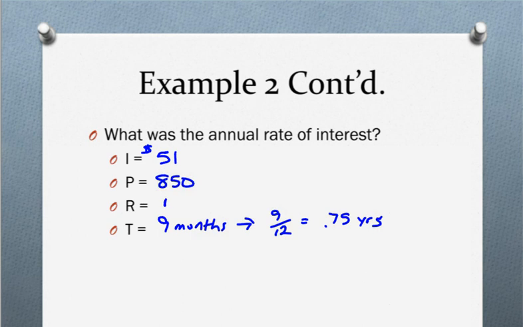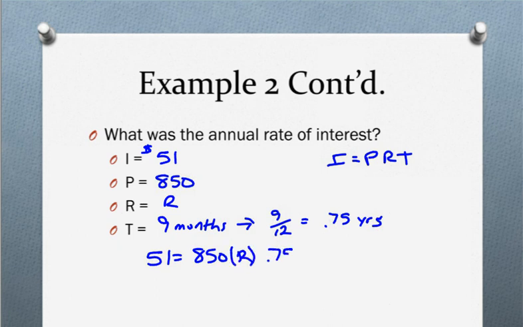The rate, that's what we don't know, so we'll leave that as R. Remember, we're going to do I equals PRT. And then we're going to say that's $51 equals P, that's 850, times R, that's what I don't know, times T, which is 0.75. Now, you could do this a couple ways. You could divide both sides by 850, then divide both sides by 0.75. I actually would prefer to multiply the 850 and the 0.75 together.